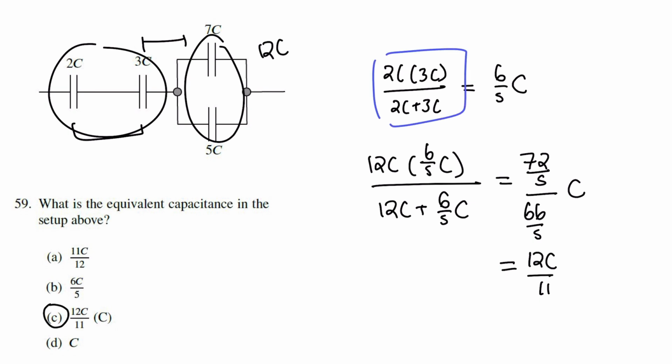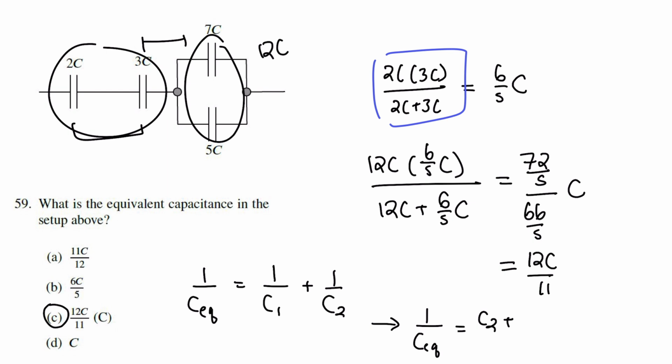So the kind of shortcut formula I'm applying here isn't really a shortcut. It's just I've done the algebra so many times that I know that if you have 1 over C equivalent is equal to 1 over C1 plus 1 over C2, you end up getting 1 over C equivalent is equal to C2 plus C1 over C1 times C2, and then if I flip it, I get C equivalent is equal to C1, C2 over C2 plus C1.